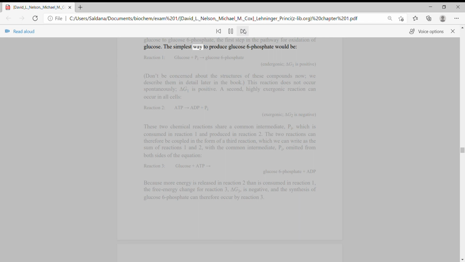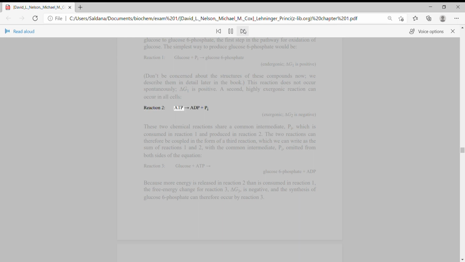The simplest way to produce glucose 6-phosphate would be Reaction 1: glucose plus Pi yields glucose 6-phosphate, endergonic, ΔG1 is positive. Don't be concerned about the structures of these compounds now, we describe them in detail later in the book. This reaction does not occur spontaneously, ΔG1 is positive. A second, highly exergonic reaction can occur in all cells.